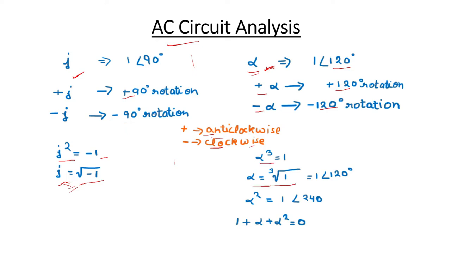Alpha cube is equal to 1, and alpha is equal to 1 angle 120 degree, and alpha square is equal to 1 angle 240 degree. And if you add all these values, 1 plus alpha plus alpha square, then it is equal to 0. It is an important formula. It will help you in solving equations.